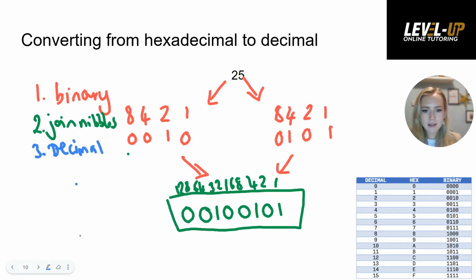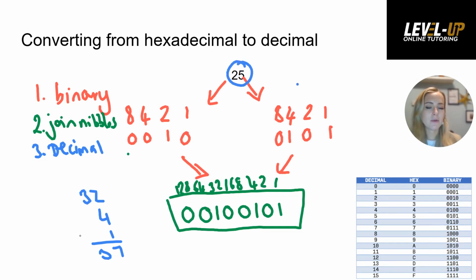Okay, so let's add them up. 32, add 4, add 1. That gives us 37. 25, notice I'm not saying twenty-five, in hexadecimal is equal to 37 in decimal. So this is 25 as they are separate characters, where this is 37 as we're using the decimal number. To recap, convert to binary, join the nibbles together, and then convert to decimal.